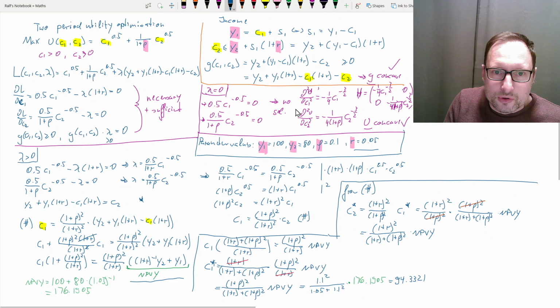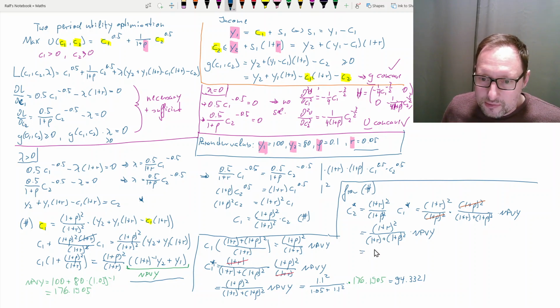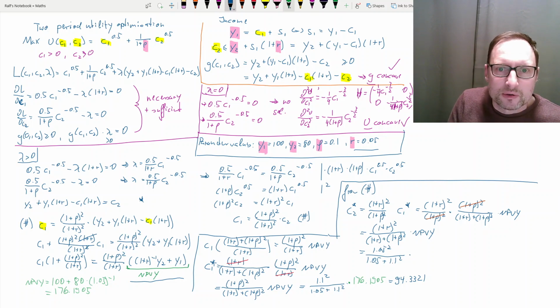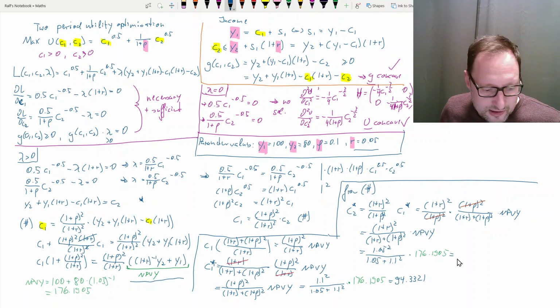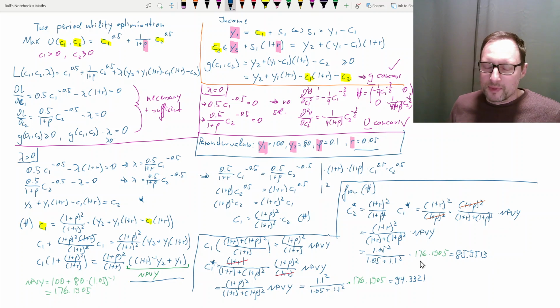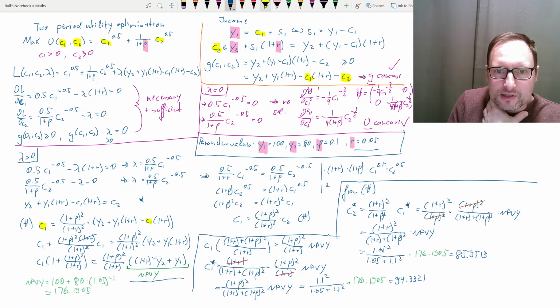And then we can also, of course, calculate the optimal consumption in period 2. So I'll just follow up on that here. 1 plus r squared is 1.05 squared divided by 1.05 plus 1.1 squared times, and we do that in green again to be consistent, the net present value of your incomes, and the result of that is 85.9513.